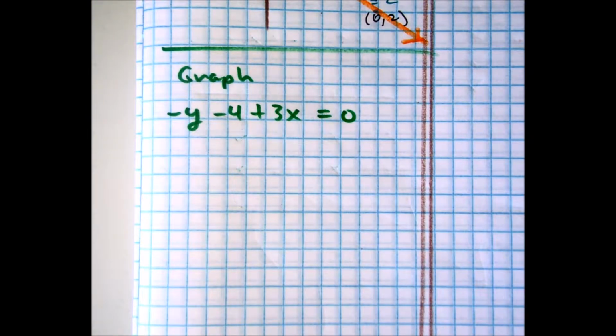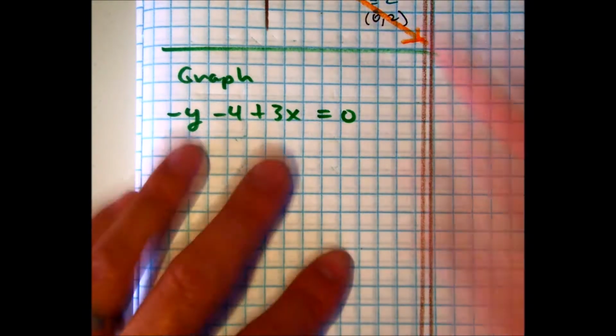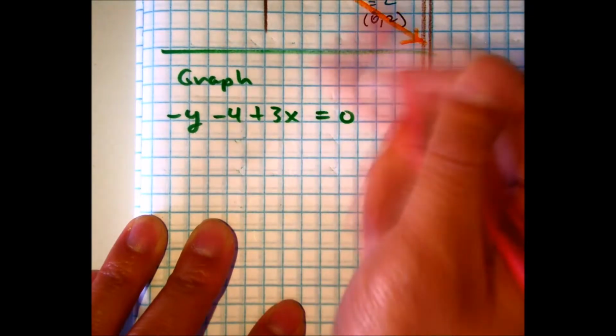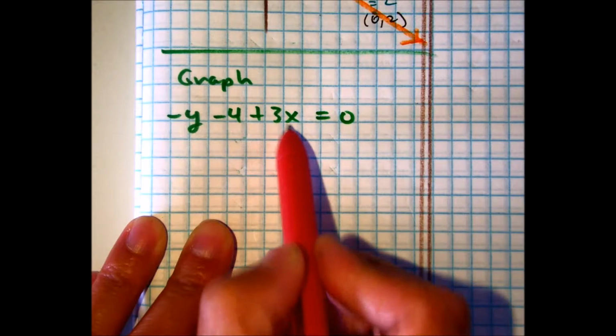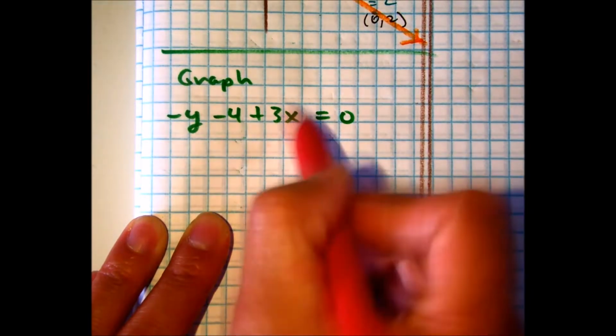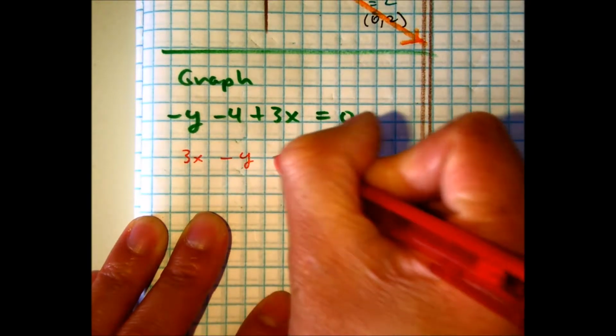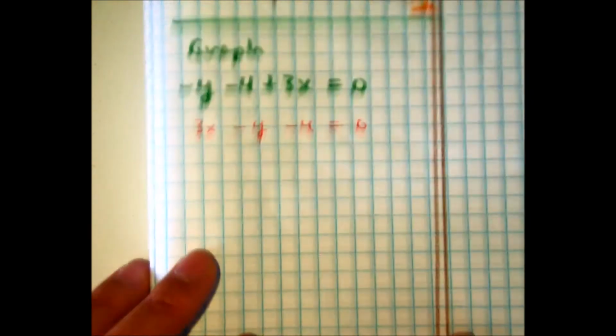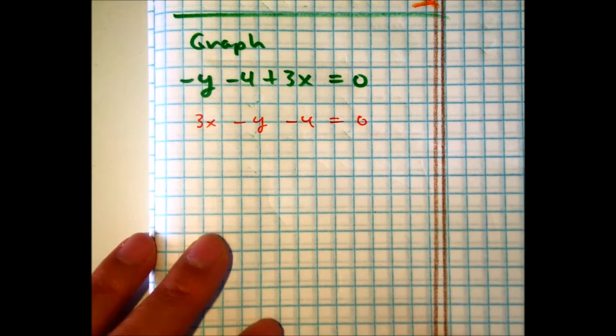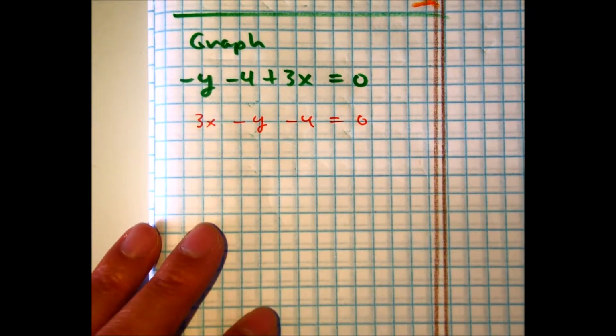I want to show you guys standard form. Let's transform this to standard form. The standard form says I want the x's and the y's on the same side. So I'm going to rearrange my terms: 3x minus y minus 4 equals 0. Nothing's changed, has it? I just changed the order.